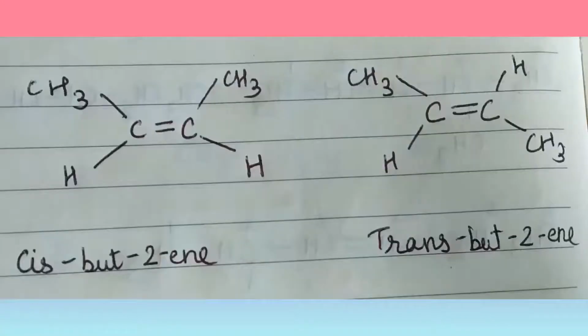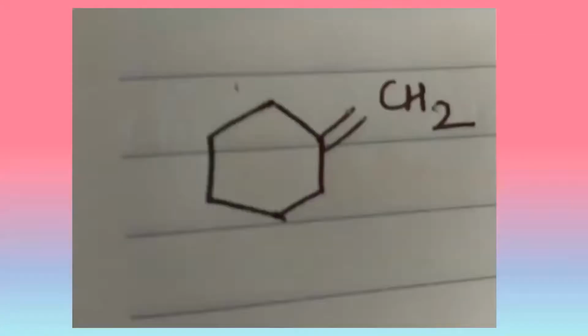So in the first one, if you see, the two methyl groups and the two hydrogens are present on the same side of the double bond. That is, the methyl groups are present on the top and the hydrogen atoms are present at the bottom. And so we get it as cis-but-2-ene. And for the second one, if you see, the methyl groups are opposite to each other and even the hydrogen atoms are opposite to each other, and hence it gets the name trans-but-2-ene.